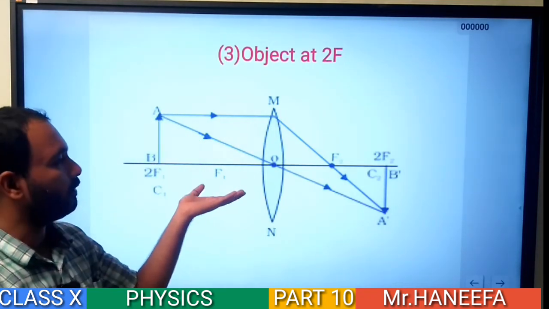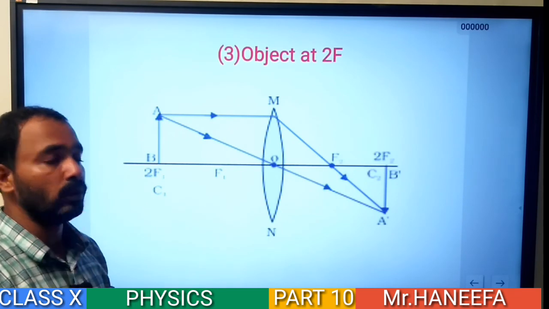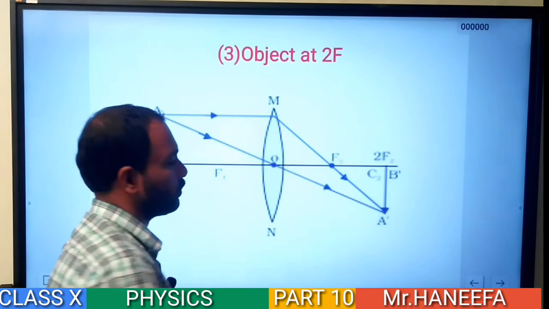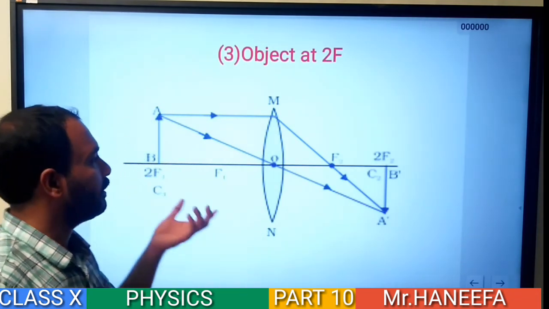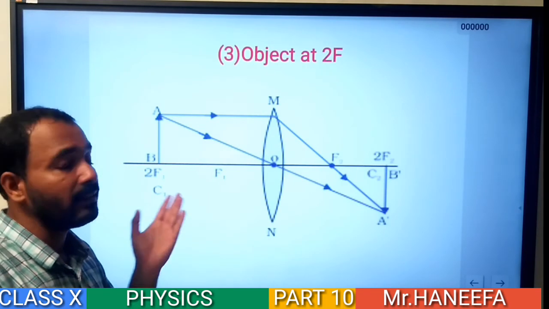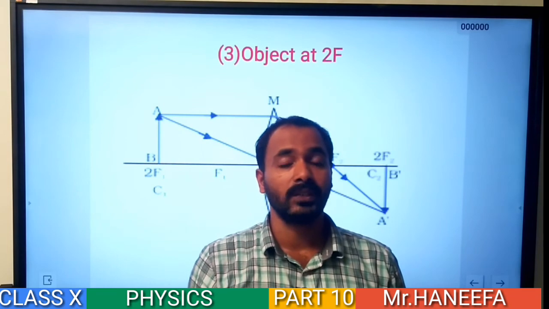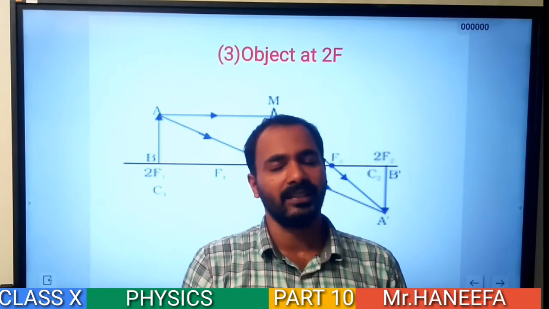Here, we use two rules. What are the two rules? One is first rule and third rule. In the previous case we used two rules, first rule and second rule. So we can draw these ray diagrams using any two rules of the convex lens.